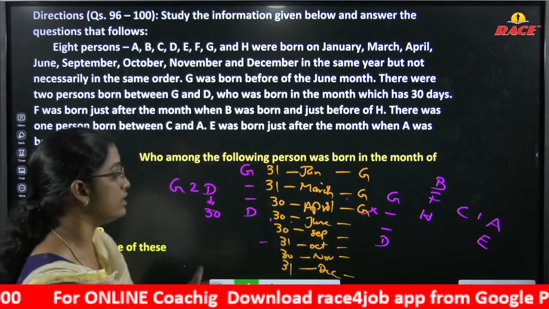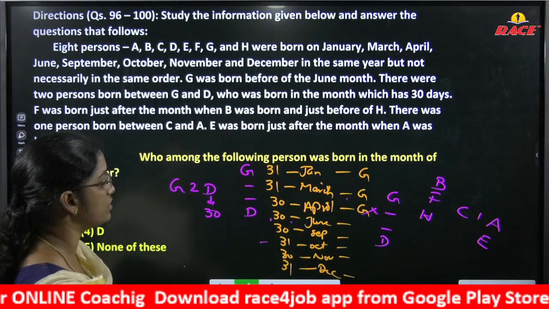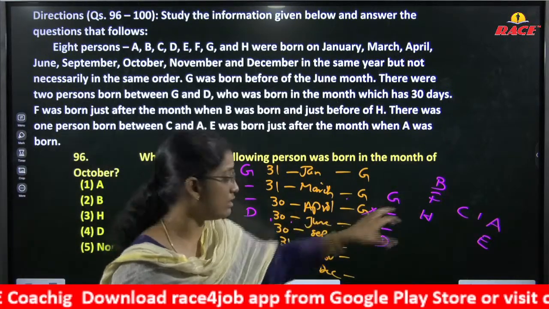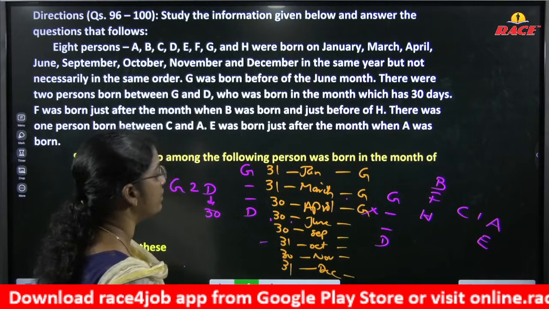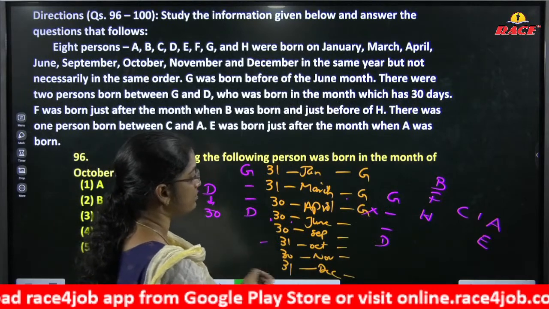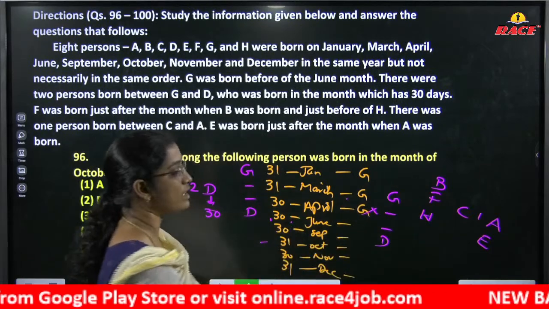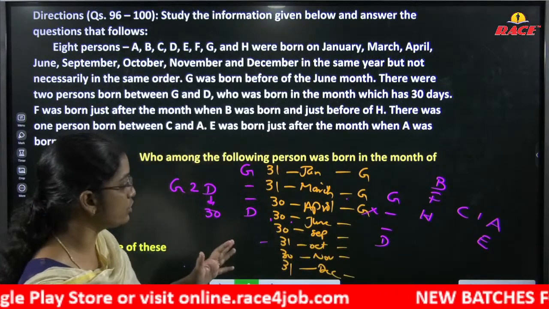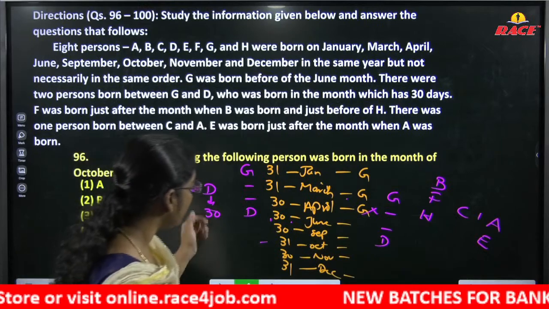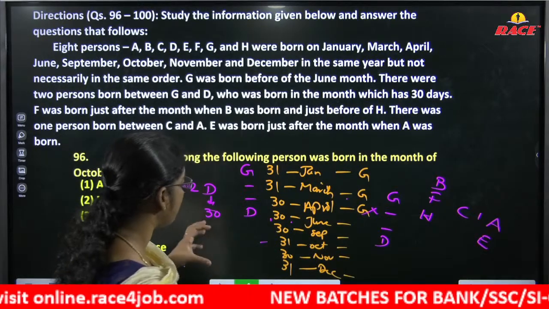So these are conditions related to our question. Definitely we have to satisfy all these conditions for our arrangement. Just observe here: we need three immediate positions to place B, F, H.